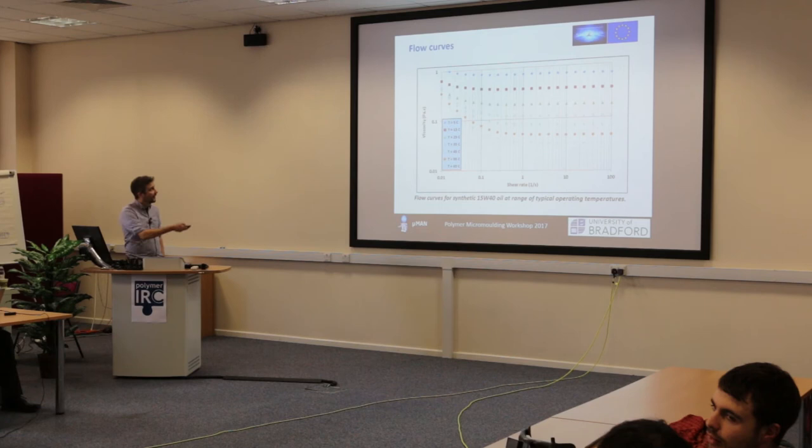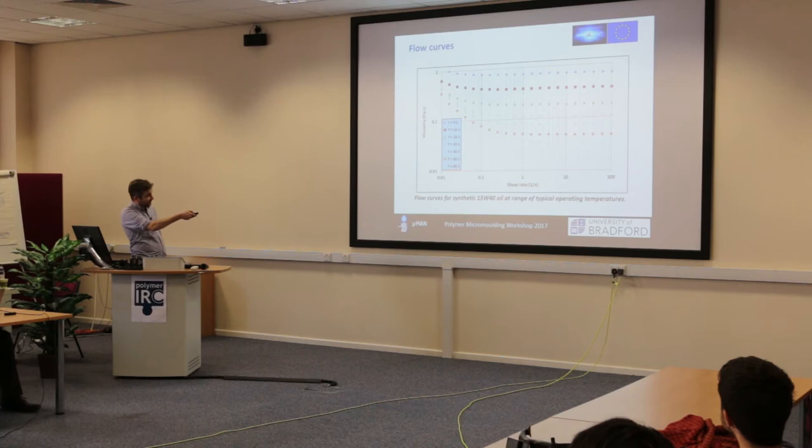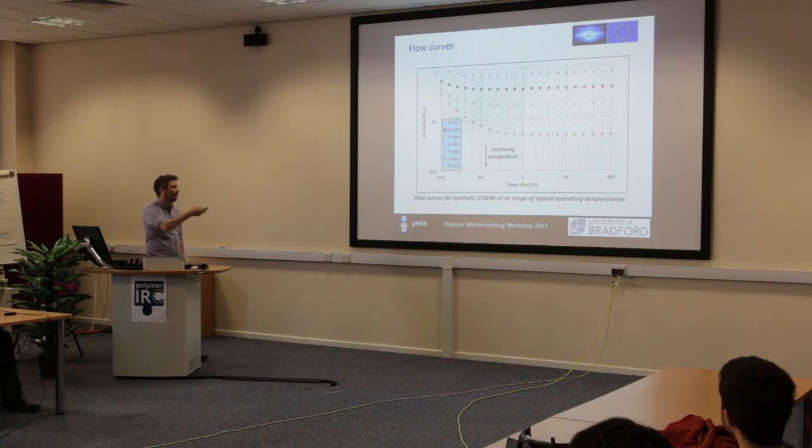And what you see is at low temperatures, high viscosity, well, not that high, about 1 pascal second. And then by increasing the temperature, we end up at 0.03, okay? So you've got about a 30 times reduction in viscosity with an increase of only 60 degrees.